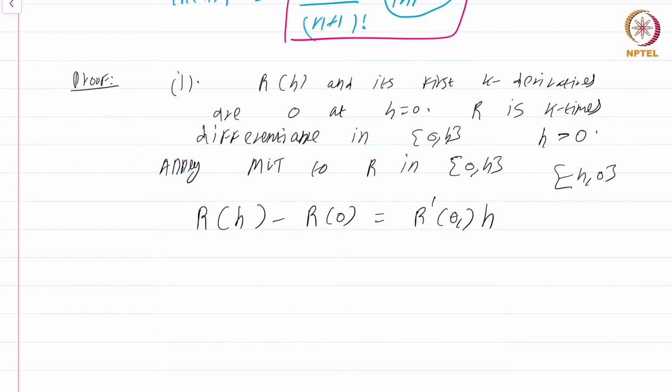Whatever I am about to write, if h is less than 0, you will just have to apply an analogous argument to minus h0. So R of h minus R of 0 is R prime theta 1 times h by mean value theorem, where theta 1 lies in 0h, or rather the open interval 0h.